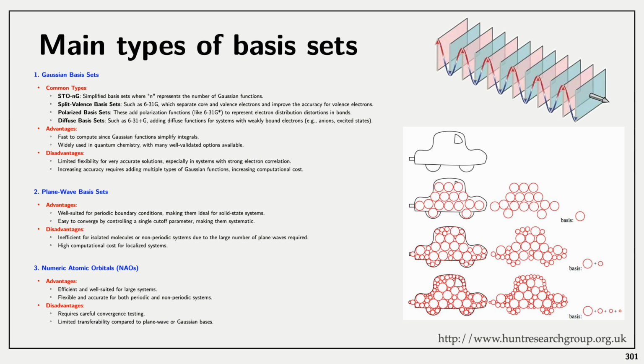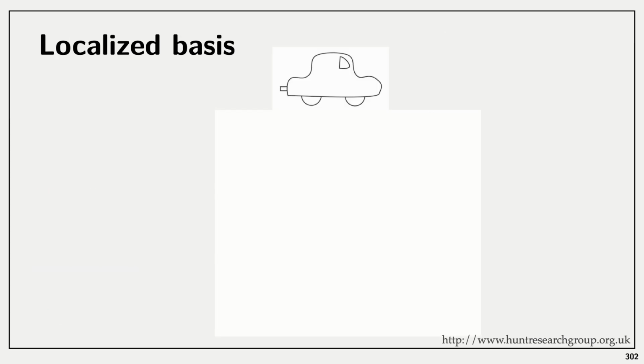Now, on the right-hand side, I reproduce a plot that I found on the website of the Hunt Research Group, and I find that very interesting. It's how you represent a car, for example, this simple picture. Let me tell you a little more about this. This is the work from the Hunt Research Group, and what they did there, and I think it's very convincing, is you can represent that car in different ways. So first of all, you can have a simple basis.